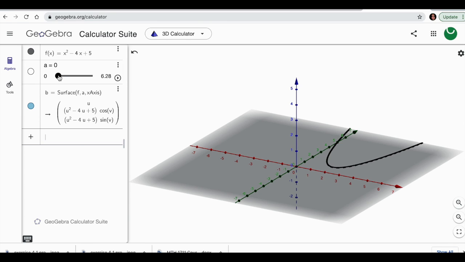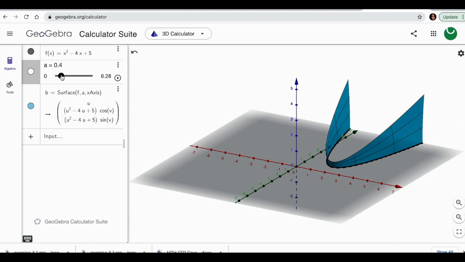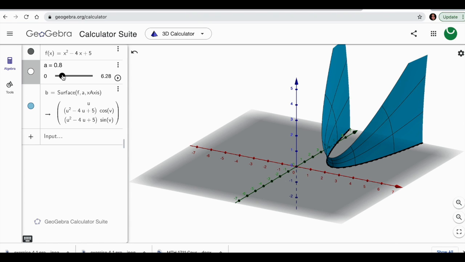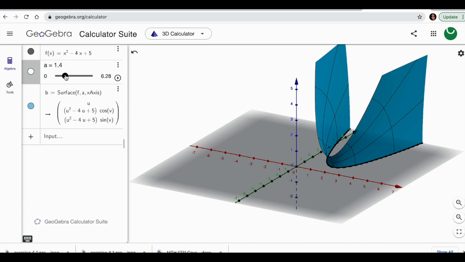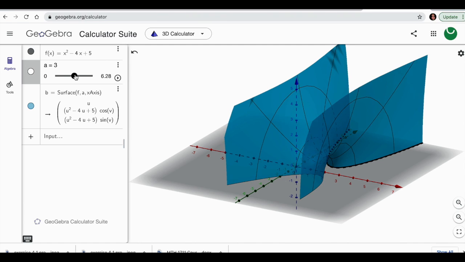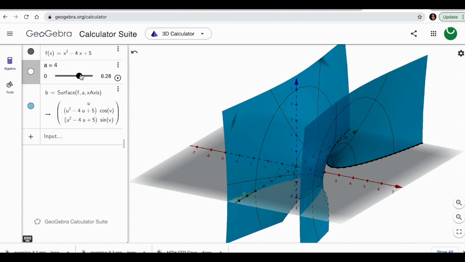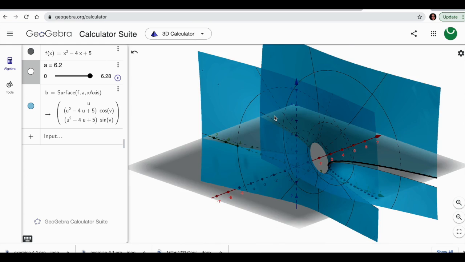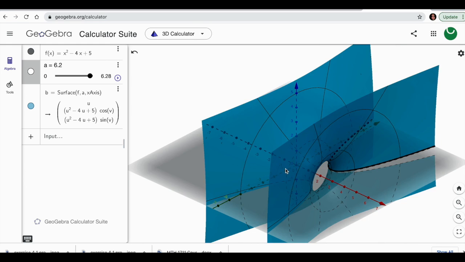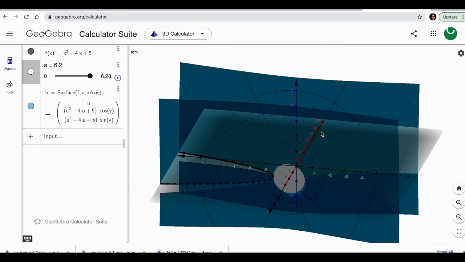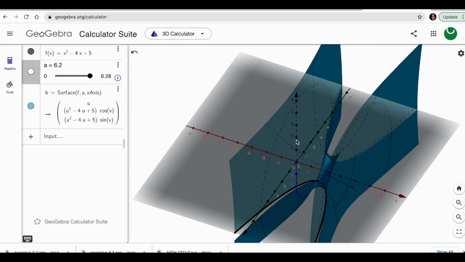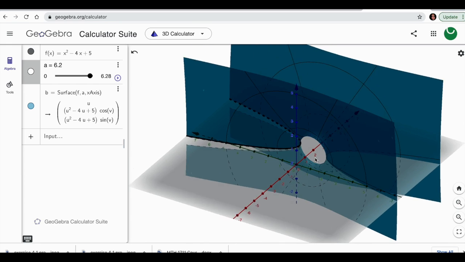So now I'm going to use my slider and I'm going to slowly slide my slider, and it's going to show me what the shape looks like as we rotate it around the x-axis so that we can get a good visual picture of what that looks like. Another really cool aspect of this is that you can actually grab the graph and rotate it around so you can look at it from all different angles. So you can see what that looks like when you click and drag it.